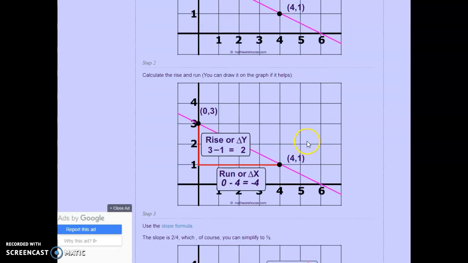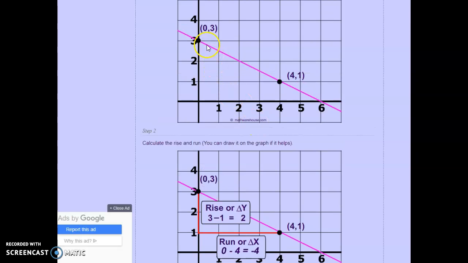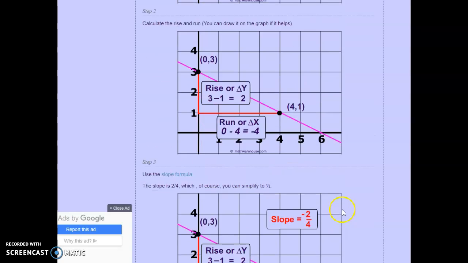And that's because you can find the slope from other points. You could have done this point to this point, and that would be negative 1 over 2. That's why it doesn't matter which 2 points you choose.